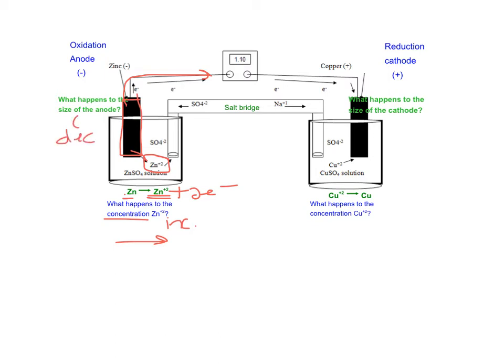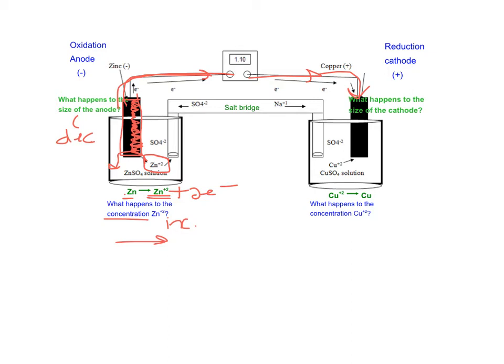What happens to the size of the anode? This anode is literally going to start to shrivel away, because that solid zinc is now falling into solution as zinc ions as the electrons are moving from the anode to the cathode.